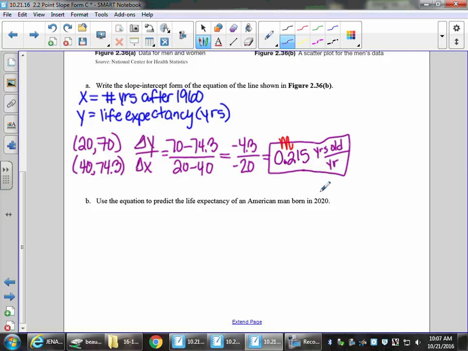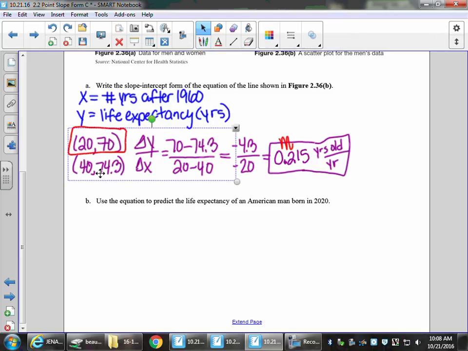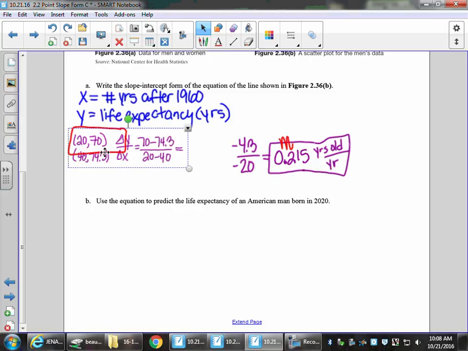So I've got m. What else do I need? I have coordinates. We got to make a choice. What do we have to choose? You want to choose 20, 70? How do I show a teacher that I'm choosing 20, 70? Put it in a box. Try to make it smaller. Do what you can for space.